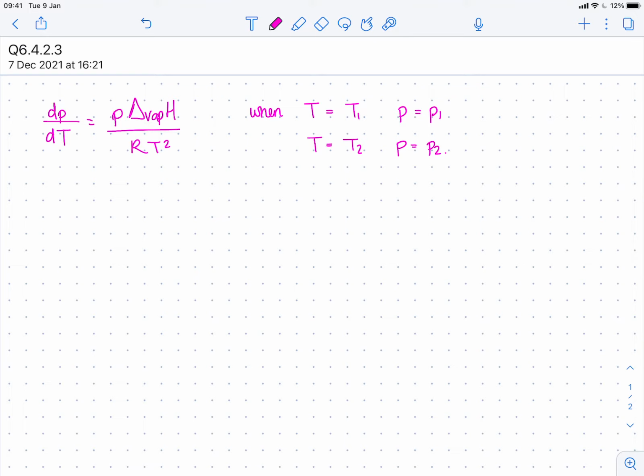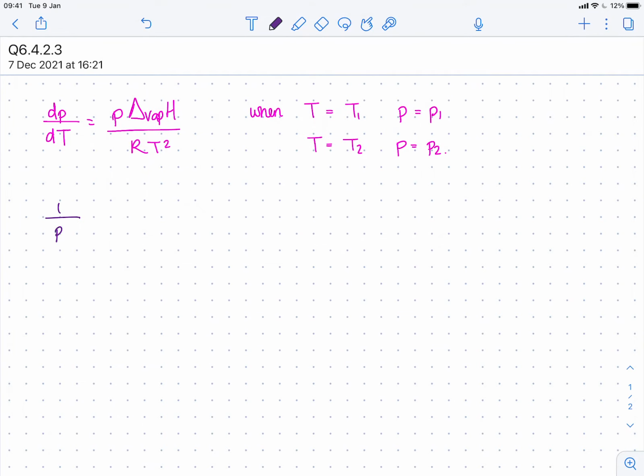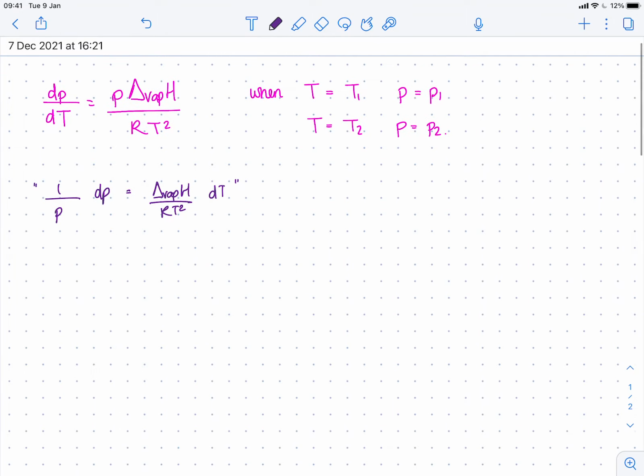So the first thing I'm going to do is just collect my terms. So rearranging this, sorry, let's change my colour pen. Rearranging this leaves me with 1 over p dp is equal to delta vap h over rt squared dt. And this is a bit of a fudge, and so you see me always putting speech marks around it because this isn't quite true as it stands mathematically, but it's a good middle step.